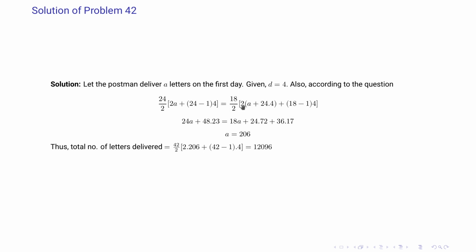So the number of letters on the 25th day would be a plus 24 into 4. We multiply that with 2 in the formula. And similarly for the left hand side, you solve, and you get a is equal to 206. Now we substitute in the sum formula for 42 days, and you get the answer as 12,096.